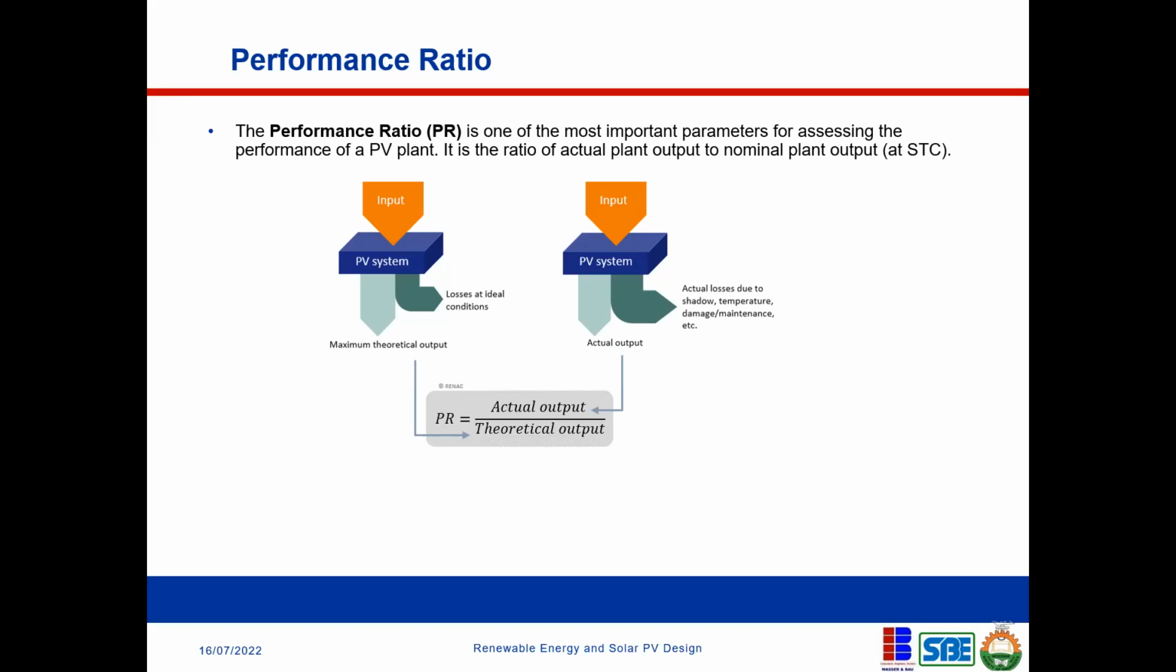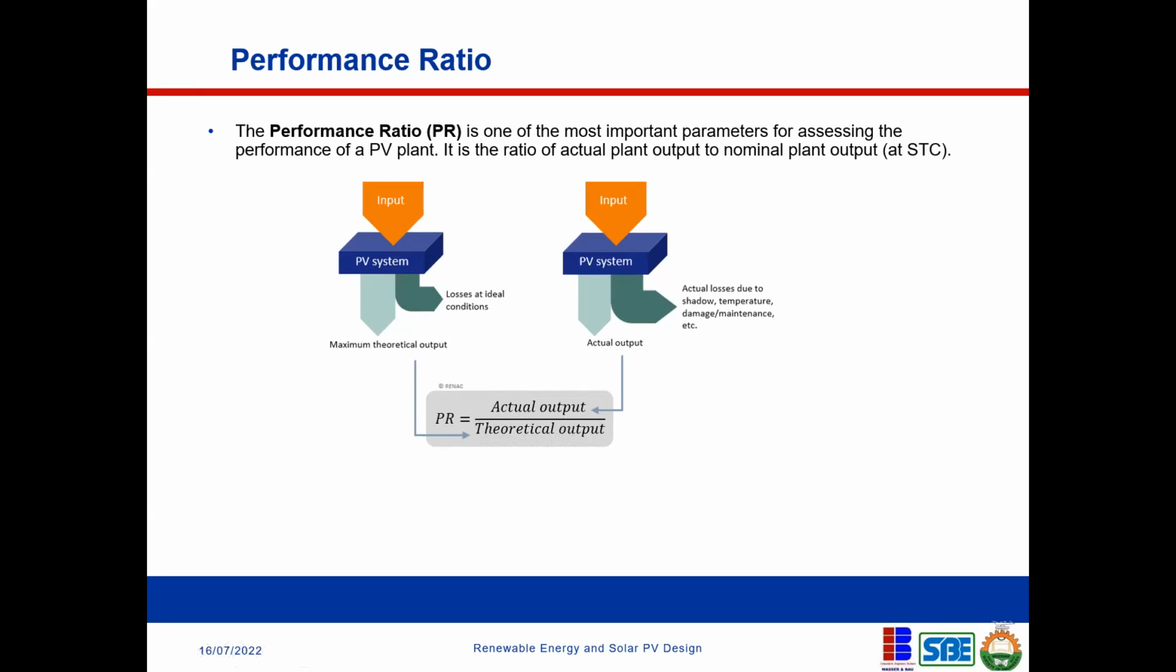So now the difference between that rated capacity and the actual energy that you get is what we call performance ratio. So how do you calculate it? Performance ratio is calculated by the actual output divided by the theoretical output. The actual output is the amount of energy you actually got from the solar panel, while the theoretical output is the rated capacity of the solar panel.